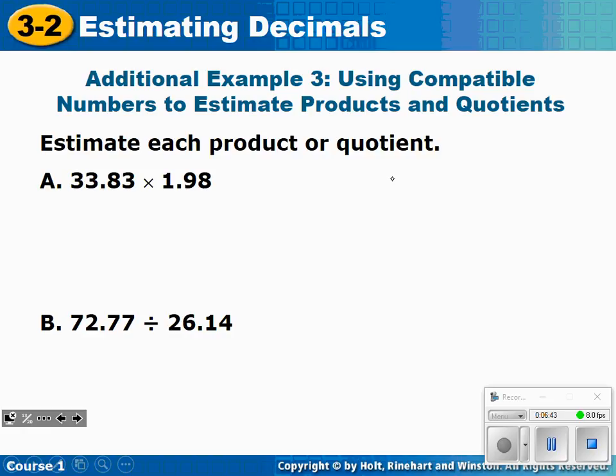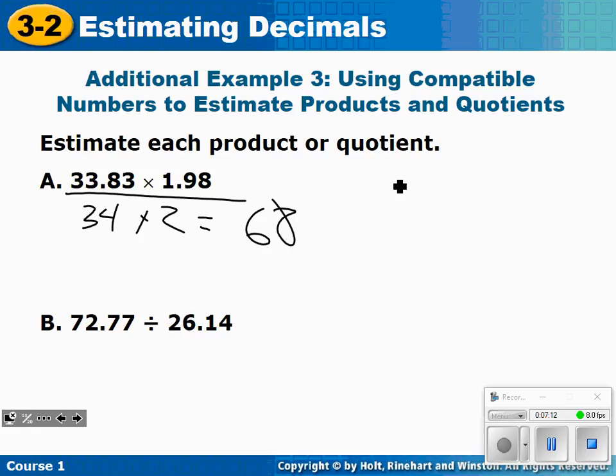Okay. Here. You're also going to have problems like this. Estimate each product or quotient. Give me some numbers. What do you want to estimate this to? Yeah. 34 times 2, which is what? 68?